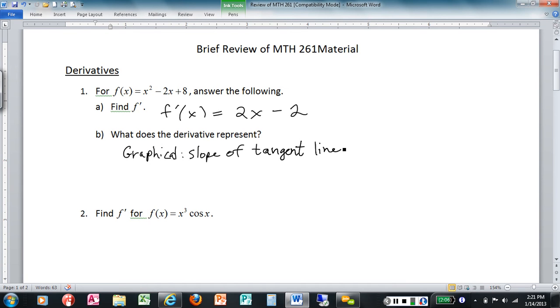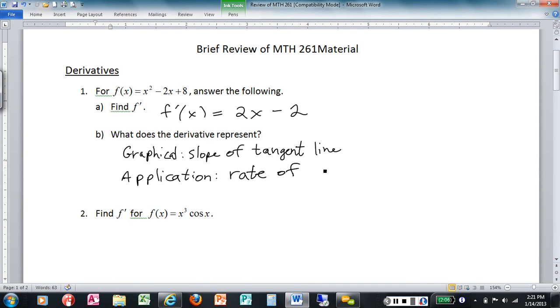Now, we also looked at the application of it, for example, if this function represents a position function, how high something is, or if it represents a volume, what are we talking about with the derivative there? Rate of change, yes. Application-wise, it's the rate of change.